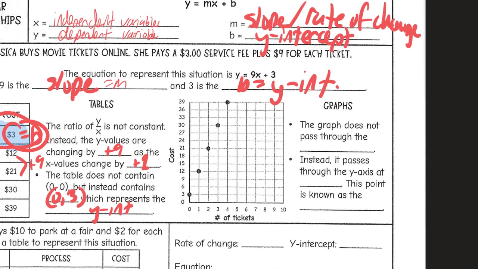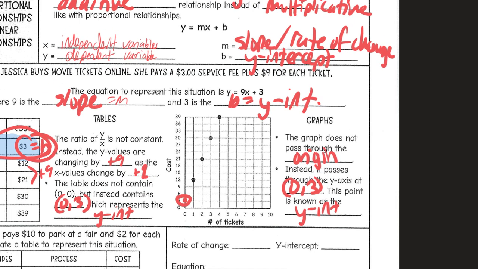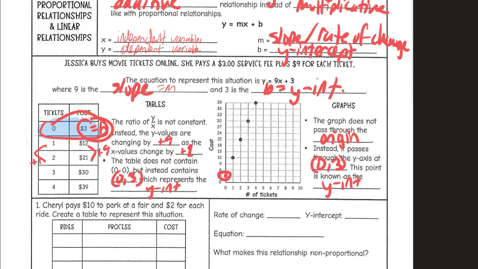Now, over here, this table, the graph does not pass through the origin. It passes right here at 0, 3. This is the y-intercept. So this is an example of a non-proportional. B is not 0. It doesn't go to the origin. Therefore, we just can't do y over x because it wouldn't be the same. We would have to do the change in y over the change in x. In this case, it would be 9 over 1. So here, m is 9, like we said, right here.